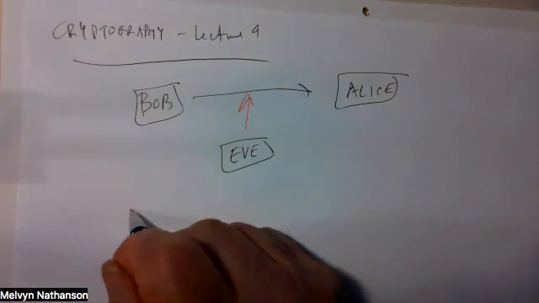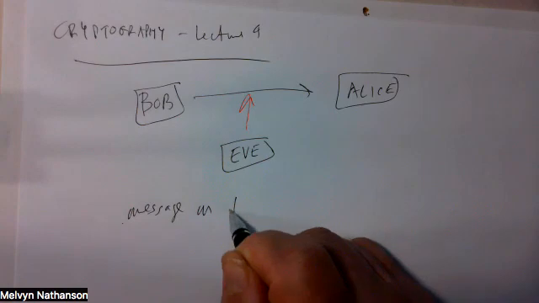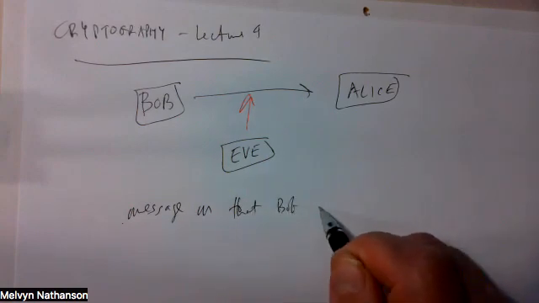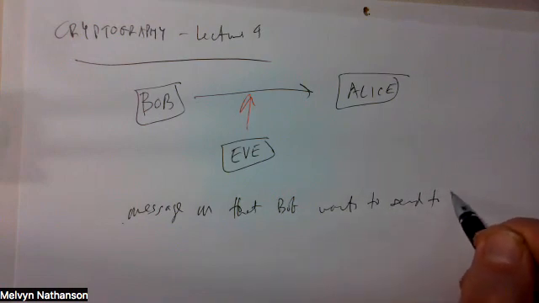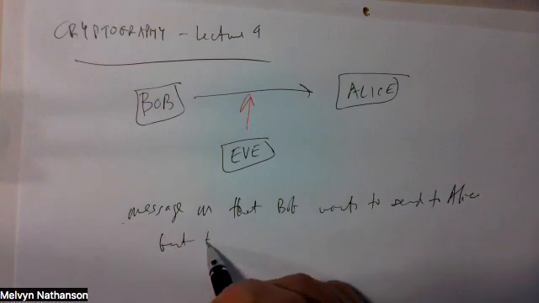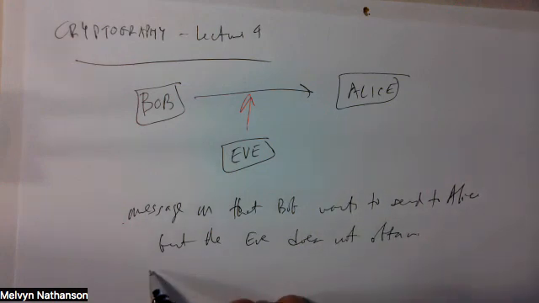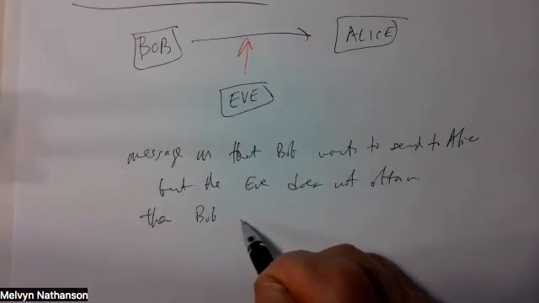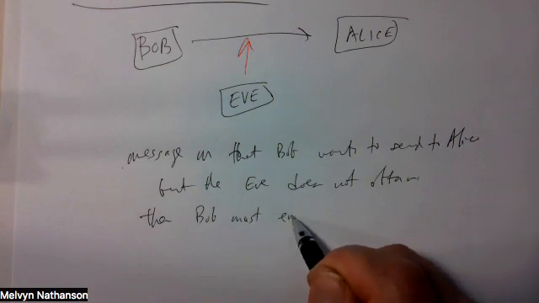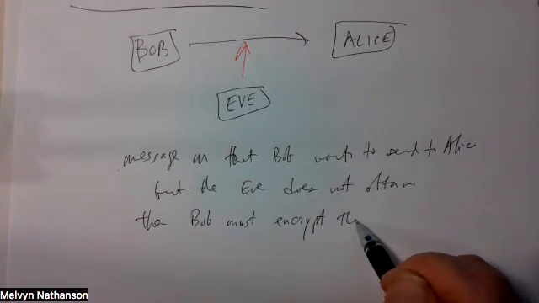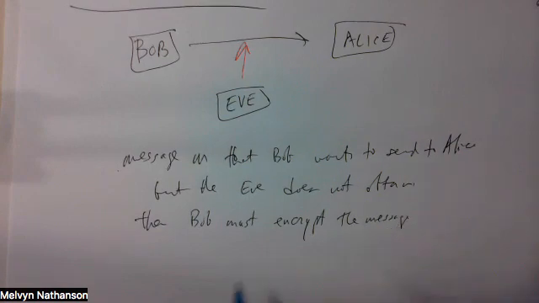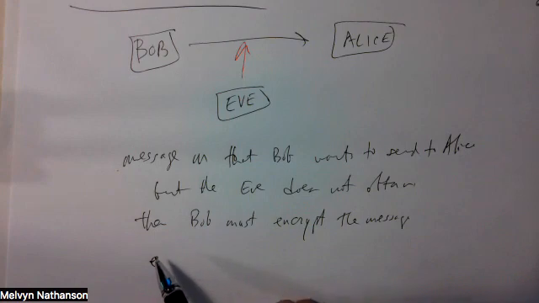So if there's a message M that Bob wants to send to Alice, but that Eve does not obtain, then Bob obviously has to encrypt the message M. So there is some encryption function, E, and you plug in this message M, and you will get out some encrypted message C.